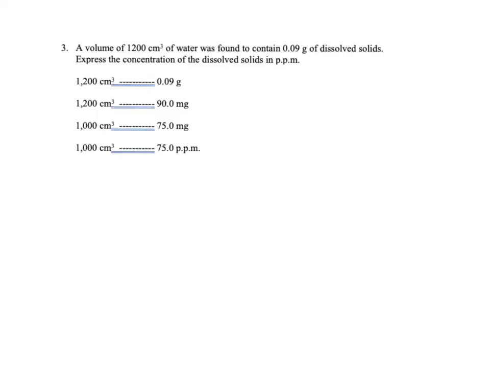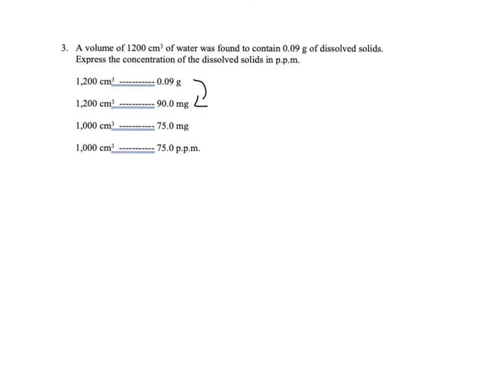Okay, so a volume of 1,200 centimetres cubed of water was found to contain 0.09 grams of dissolved solids. We want to express this concentration in ppm. So the first step we need to look at is going from grams to milligrams, and the easiest way for us to do that is to multiply by 1,000.